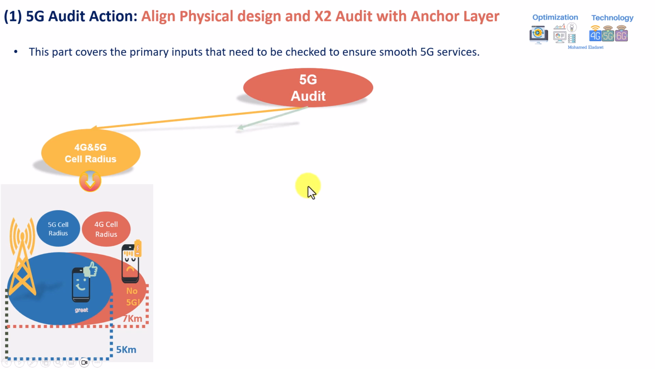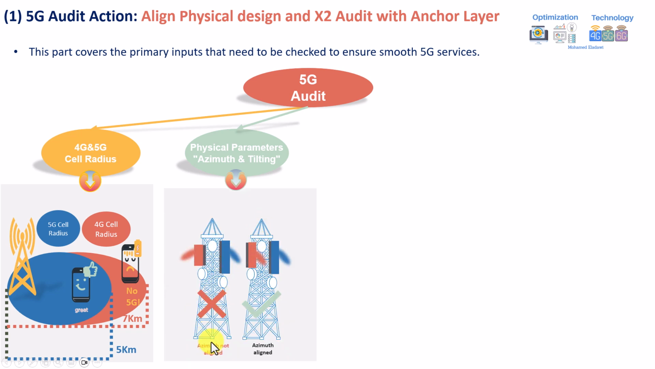The second point is related to the physical parameters, particularly the azimuth and tilting, whatever you have in the network. Assuming, for example, this particular scenario where you have the azimuth not aligned, with both already within the same site covering the same area as shown here. For example, the blue one is 5G and the red one is for the 4G. Assuming that in this case the azimuth for the 5G is like this, so it's covering this area, but the 4G azimuth is not really aligned with the 5G.